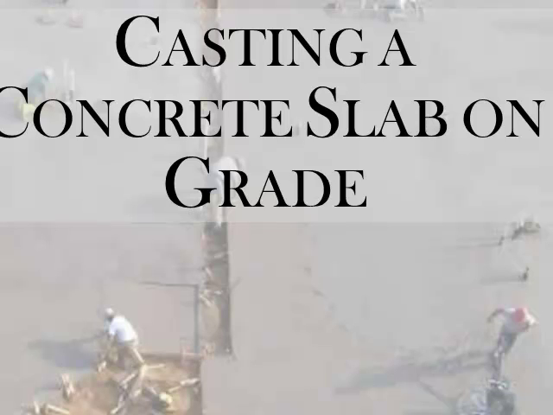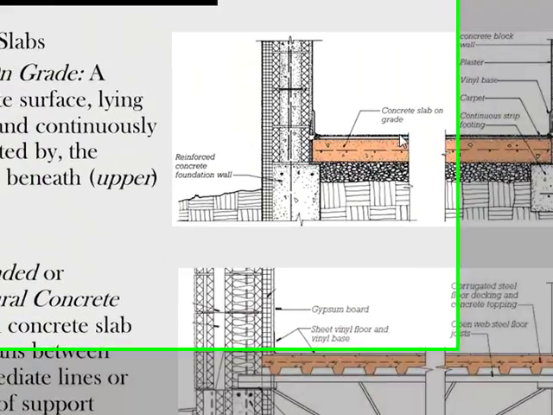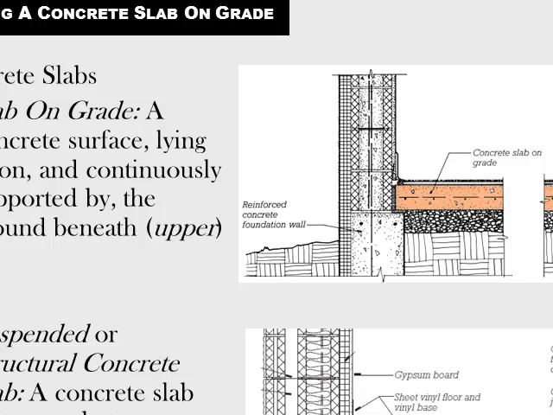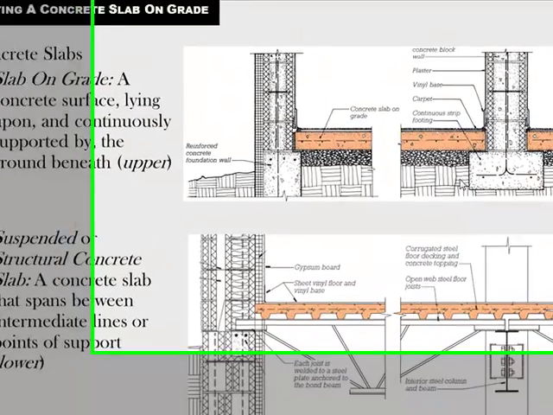That involves building the forms in place at the job site, placing steel reinforcing bars onto the forms, and pouring concrete onto the forms around the reinforcing bars. And that's what these slides depict. This is just a detail showing a concrete slab on grade. The top one is. The bottom one is obviously a suspended slab.